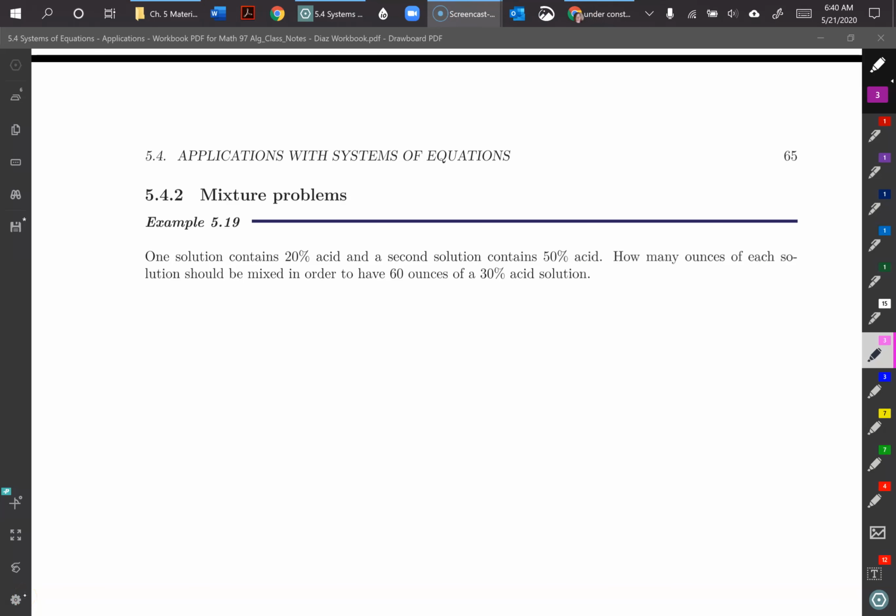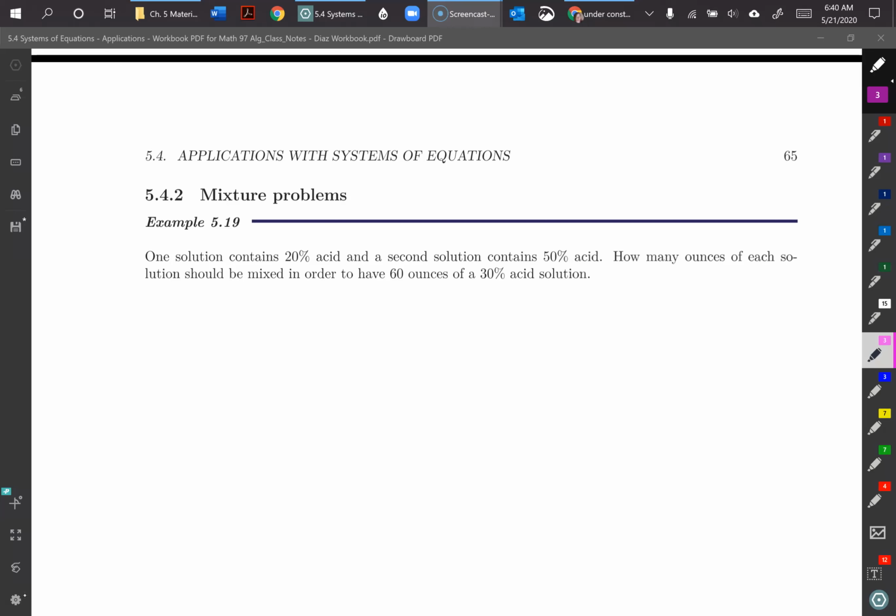All right, now we're on page 65 of your workbook. We have example 5.19, mixture problems. One solution contains 20% acid and the second solution contains 50% acid. How many ounces of each solution should be mixed in order to have 60 ounces of a 30% acid solution?